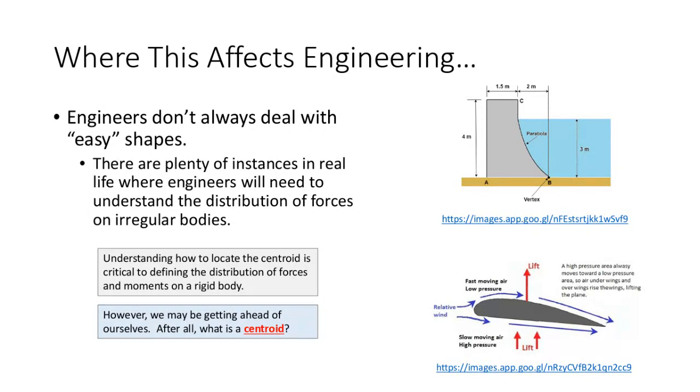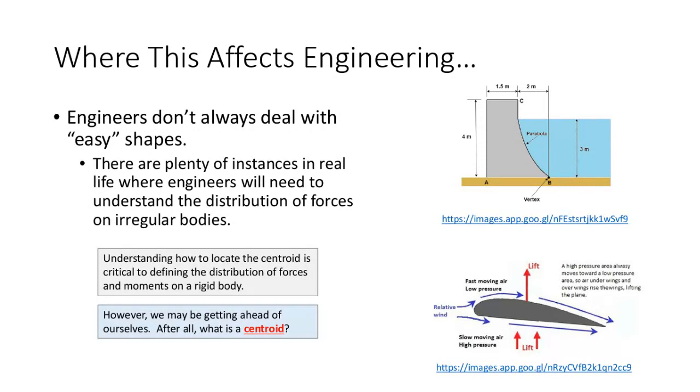Like if you're a mechanical engineer, okay, that gray, almost teardrop shape on the side, that is a very representative cross-section of a wing on an airplane. And understanding the forces and distribution on that wing, just like the forces and distribution on that dam, are integral to determining the location of the centroid.